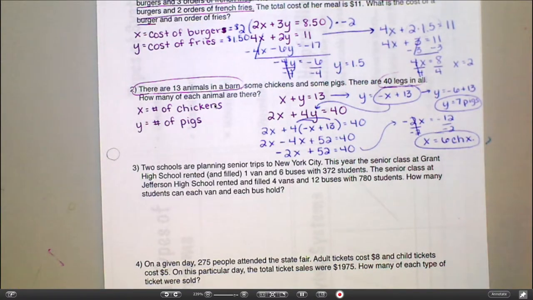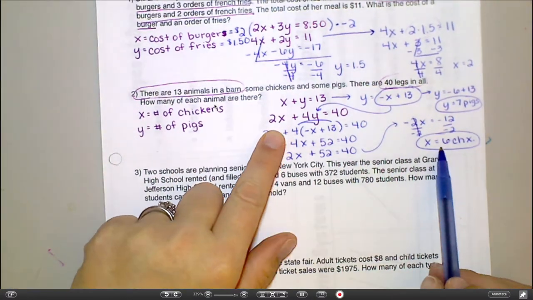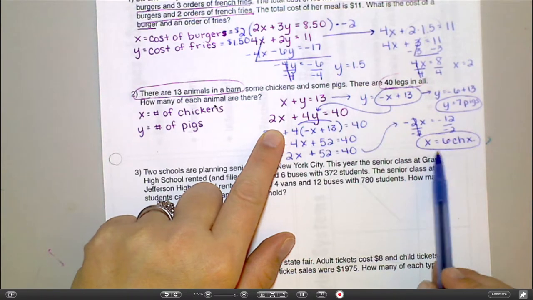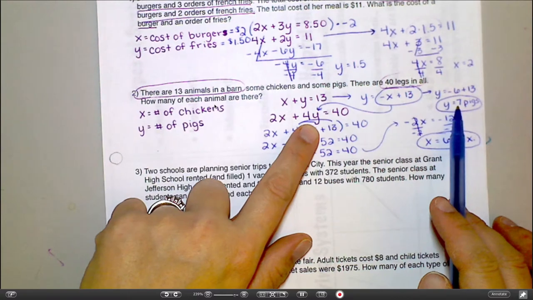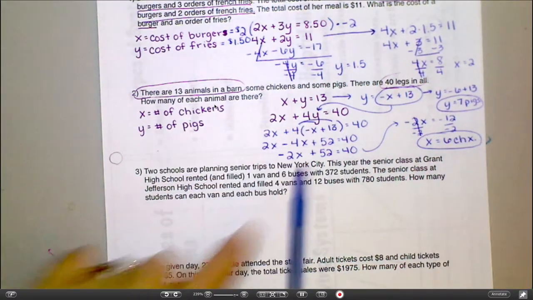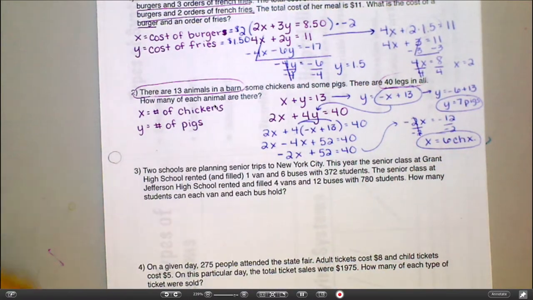And if I were to go back and check, that would mean I would have 12 legs from the chickens, because 6 times 2 is 12. And I would have 28 legs from the pigs, because 4 times 7 is 28. 12 and 28 does make 40, so that's correct.